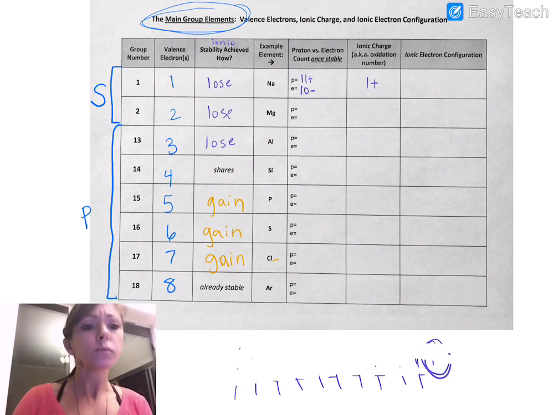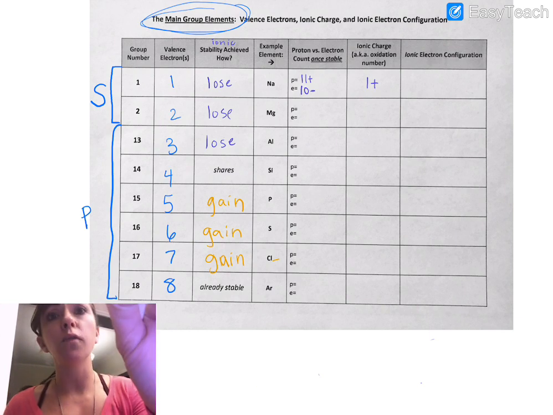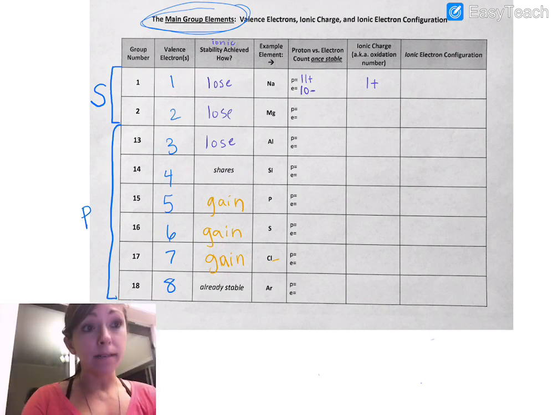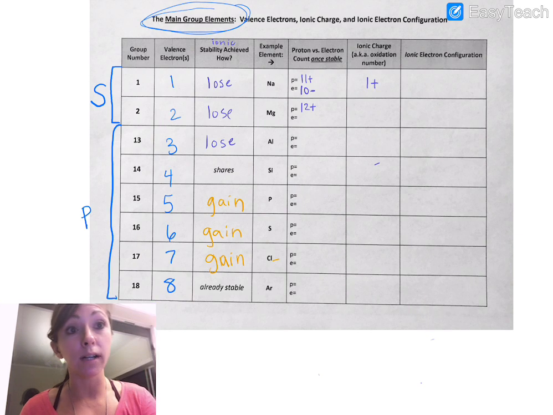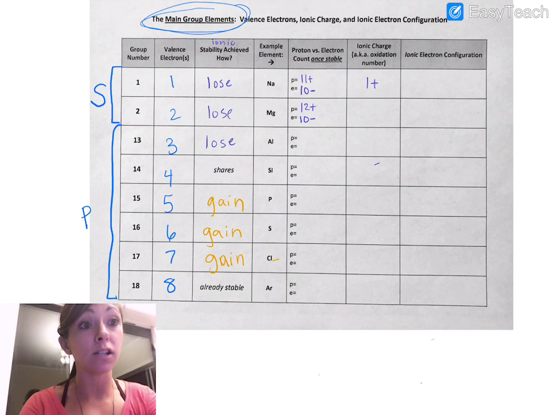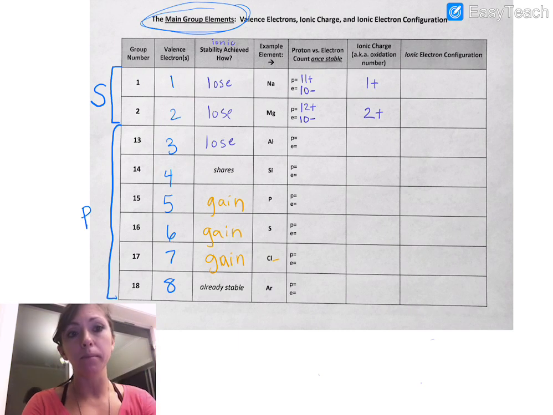So consequently, when we look at the other elements that lose electrons, okay? So if we go down to magnesium that has 12 protons, and it originally has 12 electrons. However, that electron count goes down because it loses 2. So now, after it loses its valence electrons, magnesium has a total of only 10 electrons. So now, magnesium has a surplus of 2 positive charges. And so this is what happens also with aluminum. Aluminum's got 13 protons.